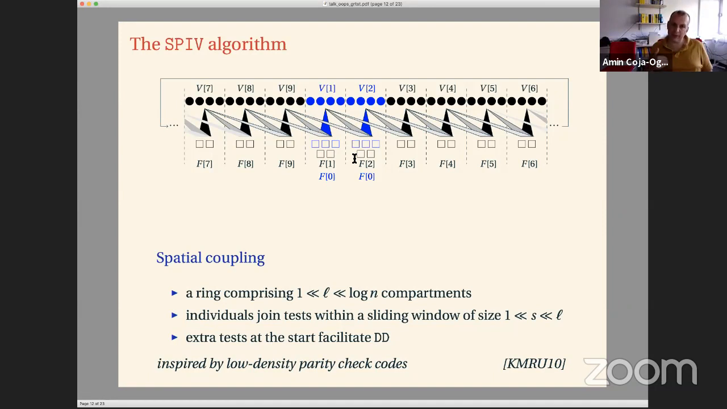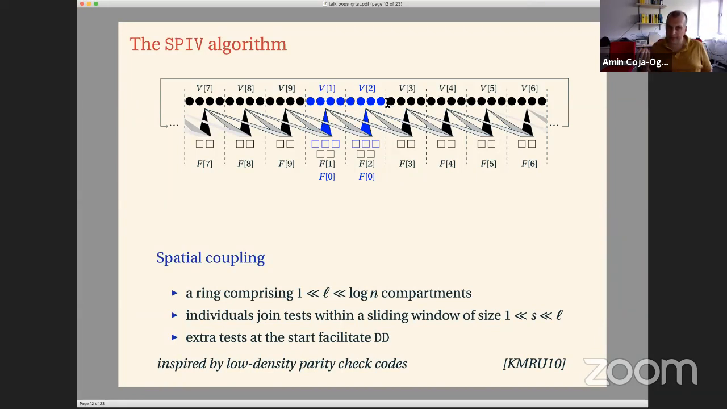And now the big strategy for the inference algorithm is going to be something like this. Because of the extra tests that we added in the seed compartments, a greedy strategy, like for example the DD algorithm that I described, is going to suffice in order to correctly identify the set of infected individuals in the seed compartments. So thanks to the extra tests and by using the greedy algorithm, we are going to be able to 100% accurately identify who is infected in the seed compartments. And then we are going to move along the ring and diagnose one compartment after the other.